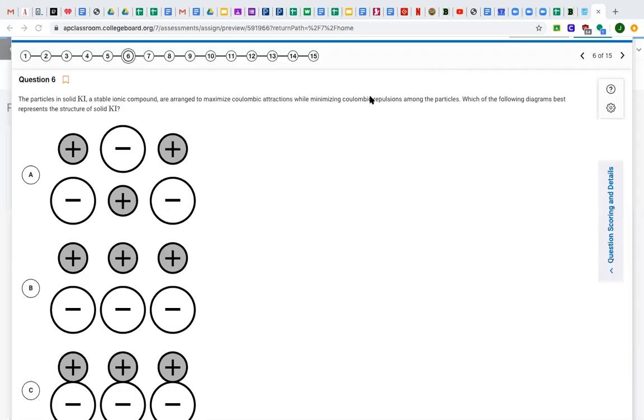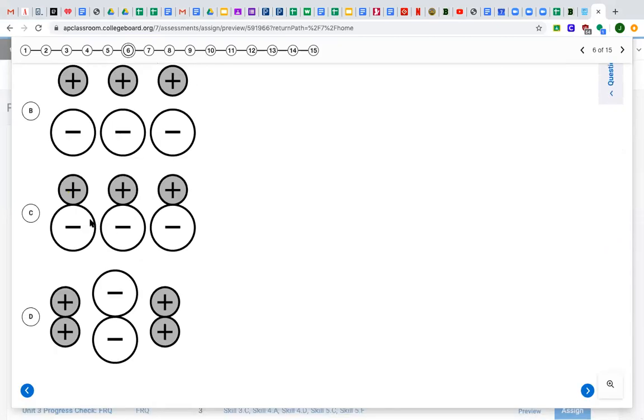For this problem, I actually got C. Okay, so let's look at the specifications, right? Maximize attractions, minimize repulsions. So like charges repel, opposite charges attract. So here, this positive is surrounded by negative, right? And so is this positive, and so is this positive. Same thing, this negative has 2 positives, and it's only going to interact at all with 1 negative. So that's pretty good minimization of repulsion and pretty good maximization of attraction.